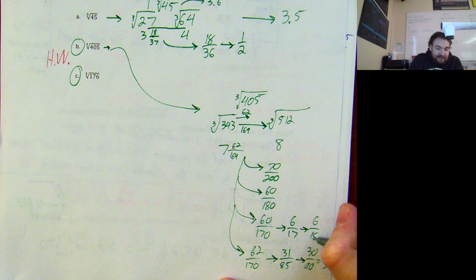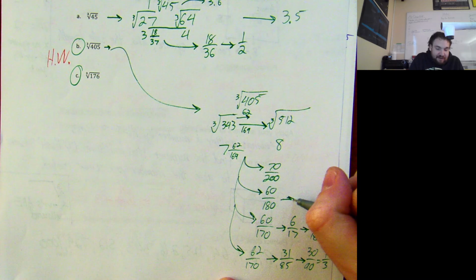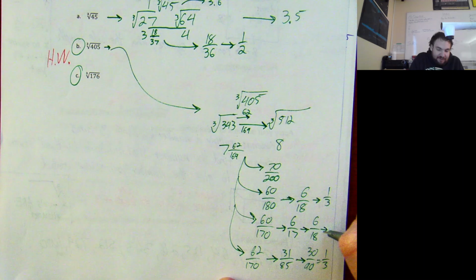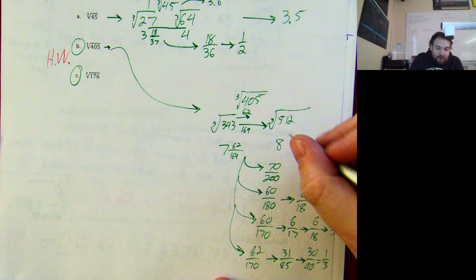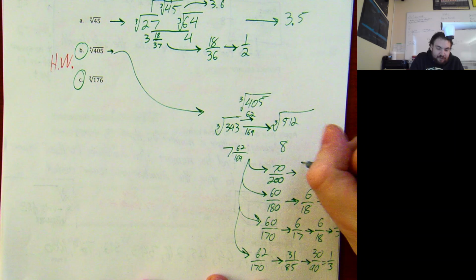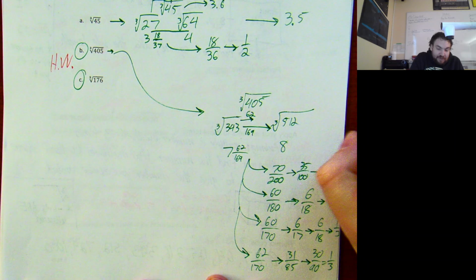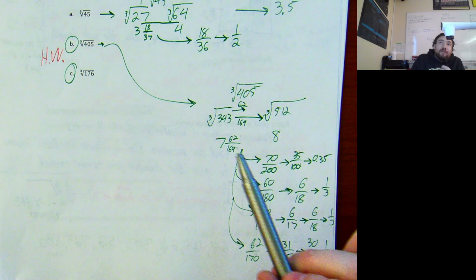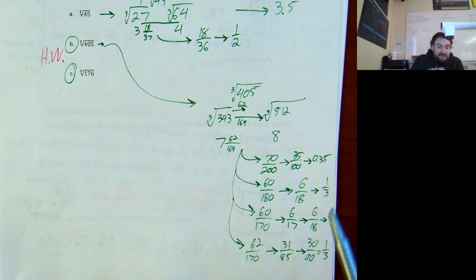6 over 18, which is the same thing this person did here, goes down to a third. And then 7 over 200, if I'm not mistaken, takes us down to 35 over 100, which is 0.35. These are all about 0.33. So it doesn't actually matter which route you choose. All of these are going to give us very close estimates.